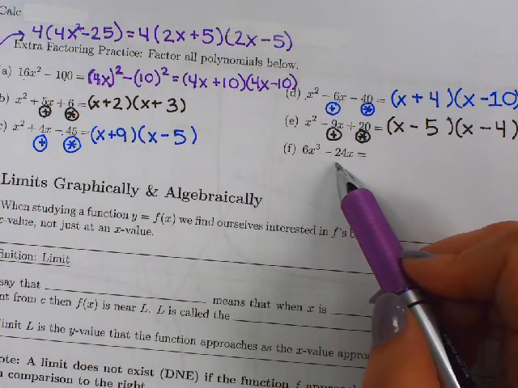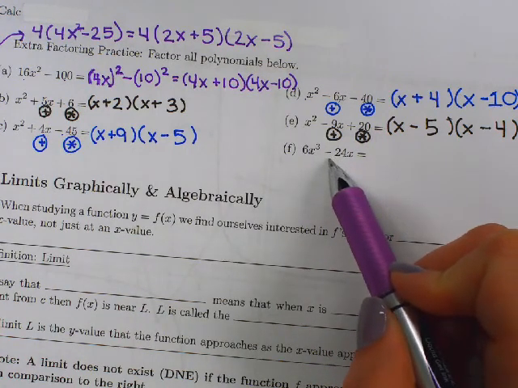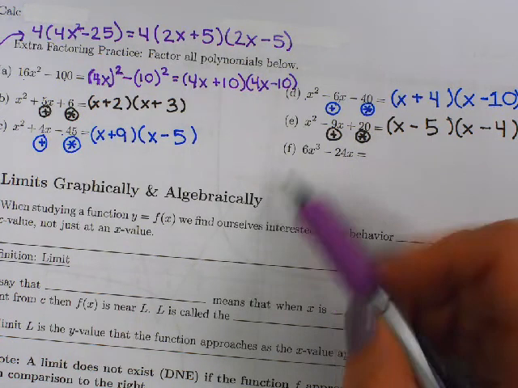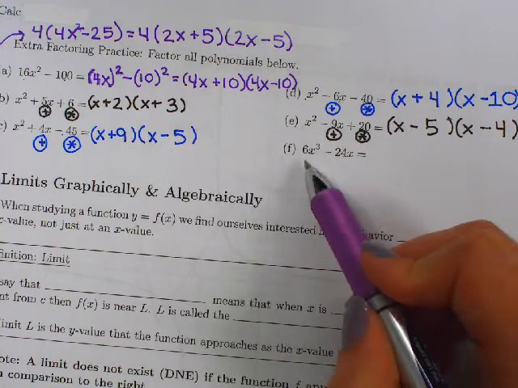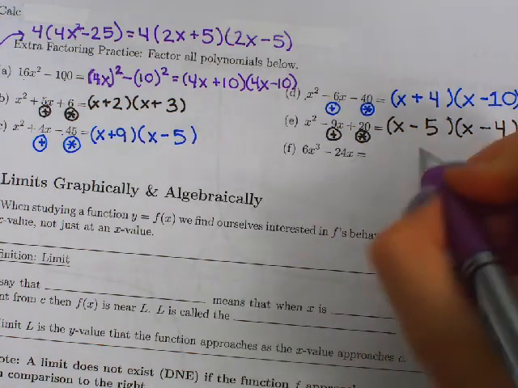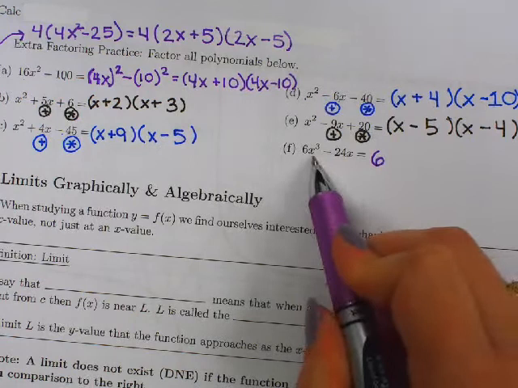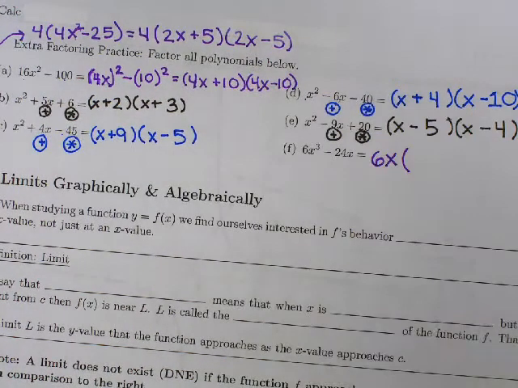Lastly, my other binomial, I could pull out a greatest common factor or try a difference of two squares. 6 is not a square number and 24 is not a square number. So I can't do difference of two squares. I have to do a greatest common factor. So what's the biggest number that goes into 6 and 24? Well, does 6 go into 24? Yes, it goes in 4 times. So I can pull out a 6. And what's the least power of x? X cubed or x? I can pull out an x.